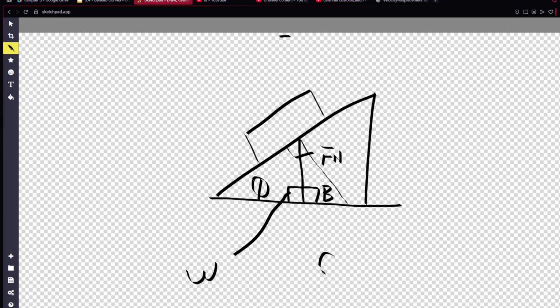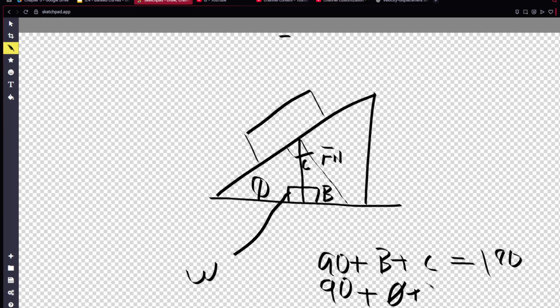So if we do the math, 90 plus beta plus c is equal to 180. And here, 90 plus theta plus, and if this is c here, then this would be 90 minus c, because 90 minus c is equal to 180. I guess we can use a sort of Gaussian elimination here, but I'm not going to. Instead, we realize that c or b is also 90 minus c.